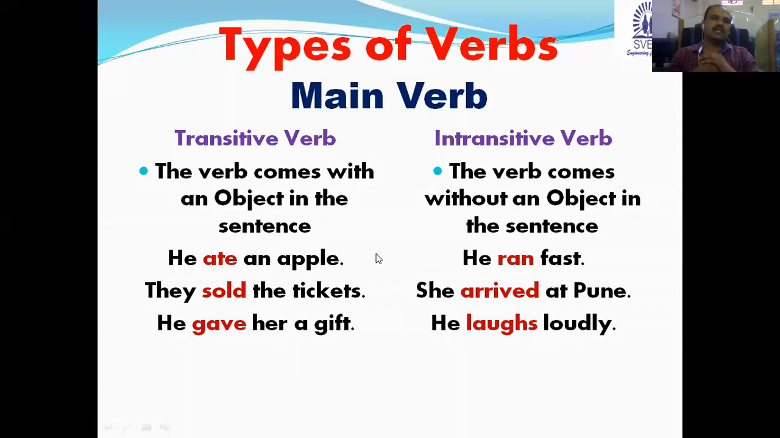Here, see the definition of the transitive verb. The verb that comes with an object in the sentence is called a transitive verb. For example, he ate an apple. So an apple is the object in that sentence. That's why it is a transitive verb.